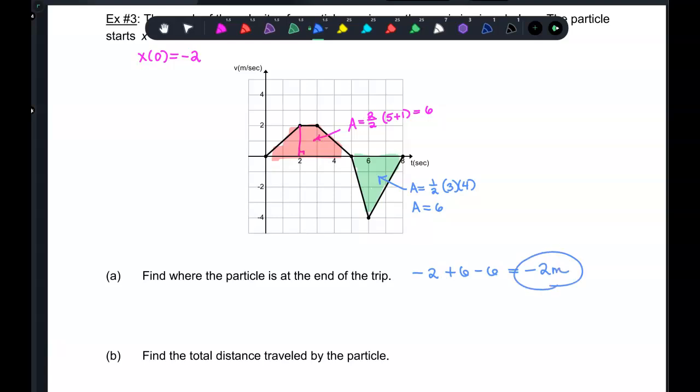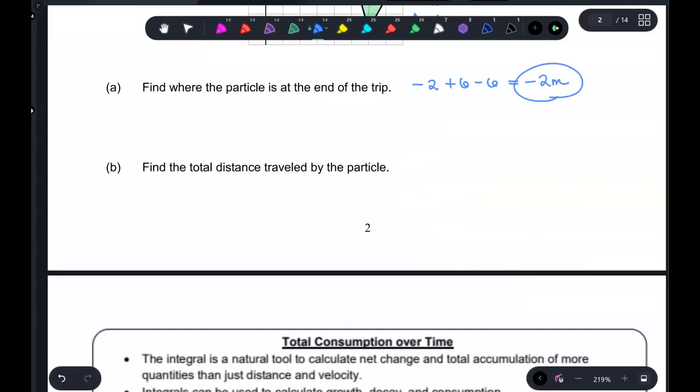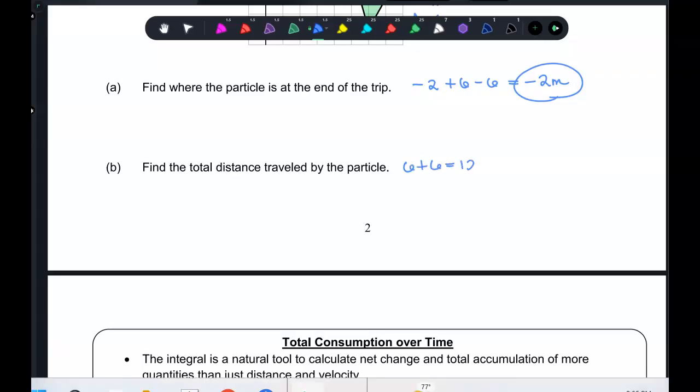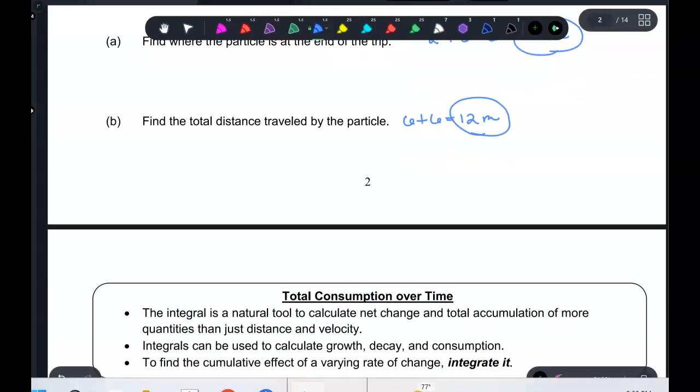All right. Find the total distance traveled. So here, we don't care about the initial. So it's just 6 plus 6. 6 plus 6, so we got 12. Good. 6 plus 6, 12 meters. Good.